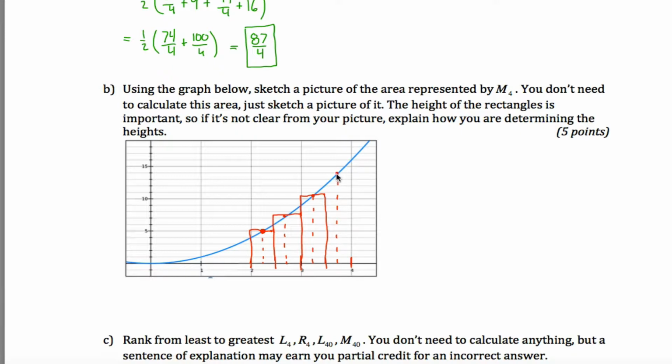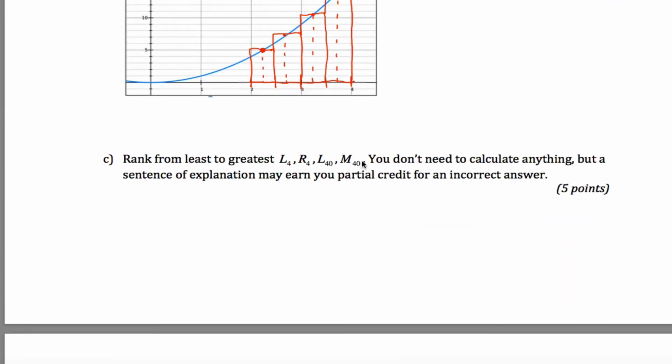And so finally, my last rectangle should have this height. There it is. So if I figured out the area of these rectangles right here, added them all up, whoops. Yeah, that's just getting worse. There you go. Add up the area of these 4 rectangles, you get M4. That's it. That's done with part B. Part C, rank these from least to greatest.